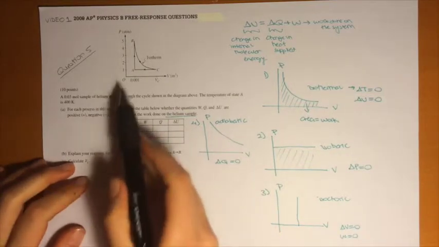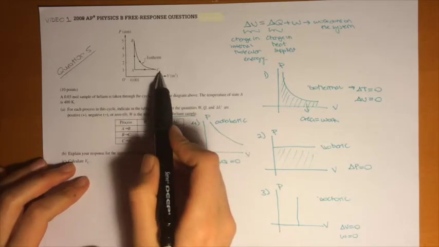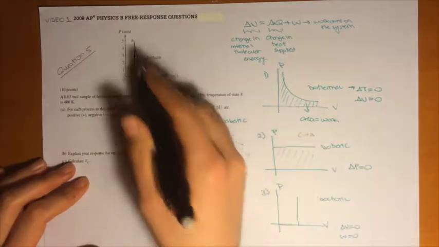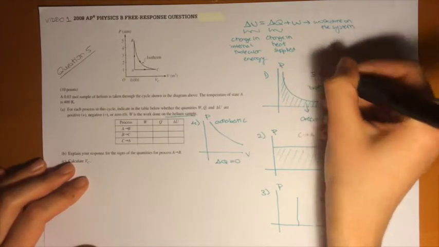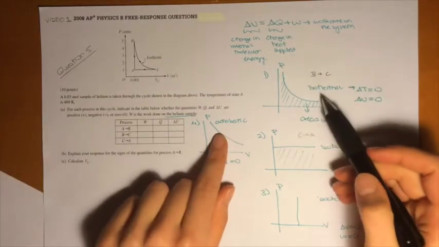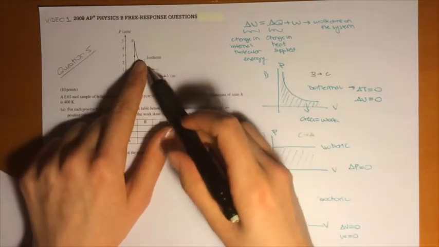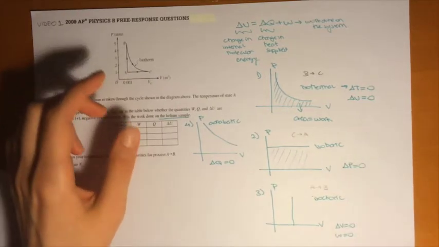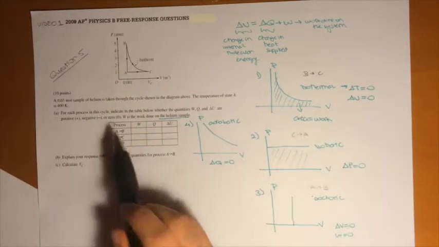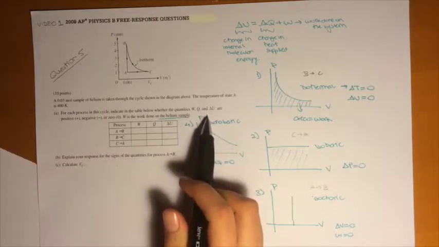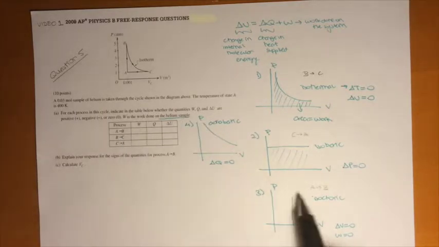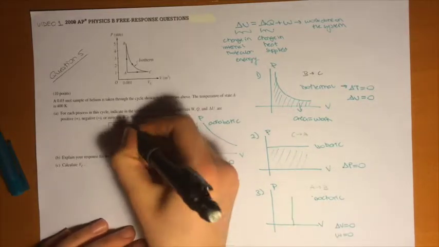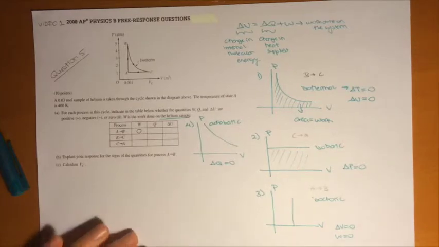For each process in this cycle, from C to A, it's isobaric. From B to C, it's isothermal. Usually because these two are too similar, the AP people will indicate what it is. A to B, it's isochoric. Okay, so in process A to B, it's isochoric. I already said the work is 0 because there is no area under the curve.